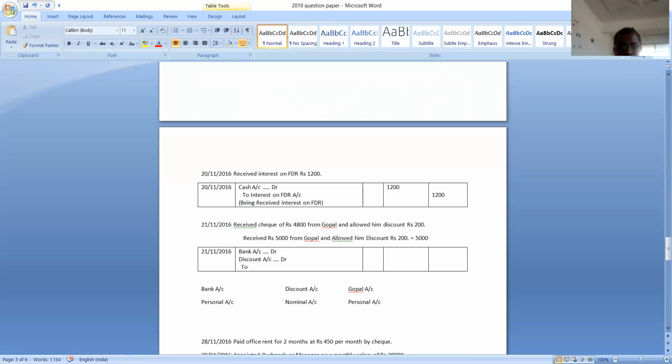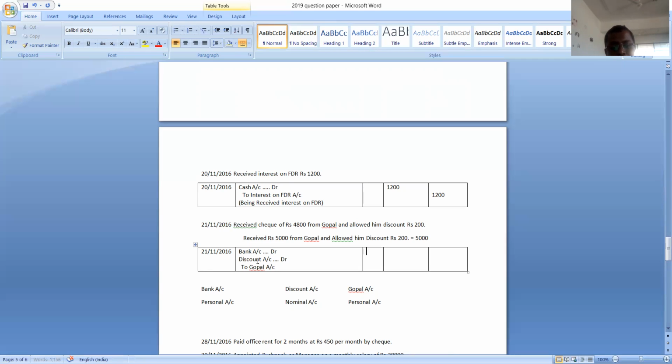Then to which account? To Gopal account, because Gopal is the giver. Gopal is a personal account. What is the rule of personal account? Debit is the receiver, credit is the giver. We received check of rupees 4,800 from Gopal, which means Gopal is the giver. So Gopal's account should be credited.